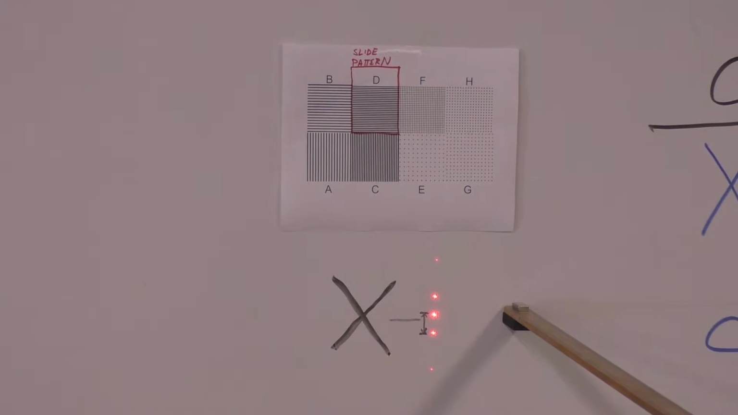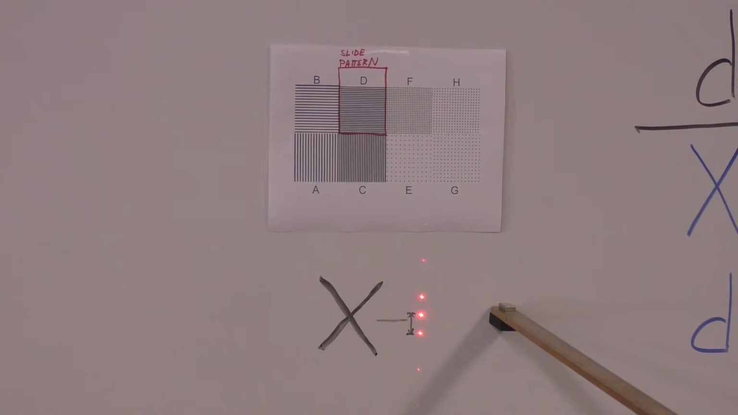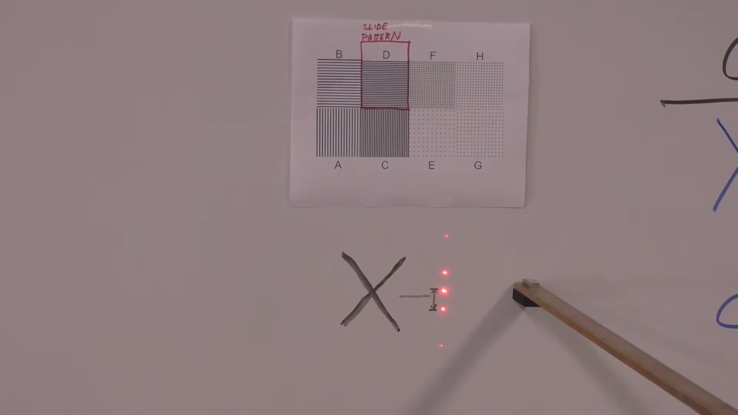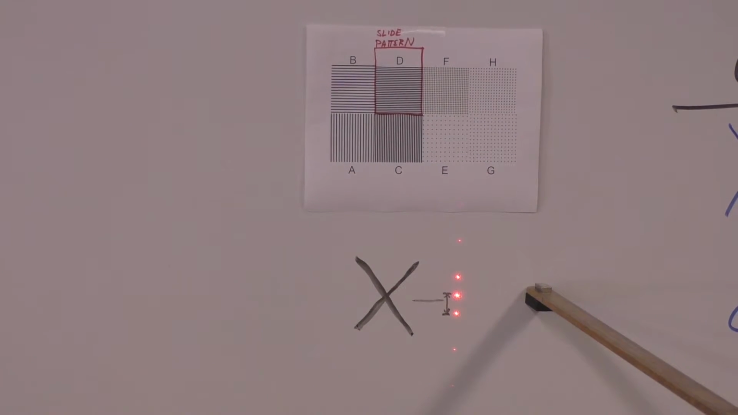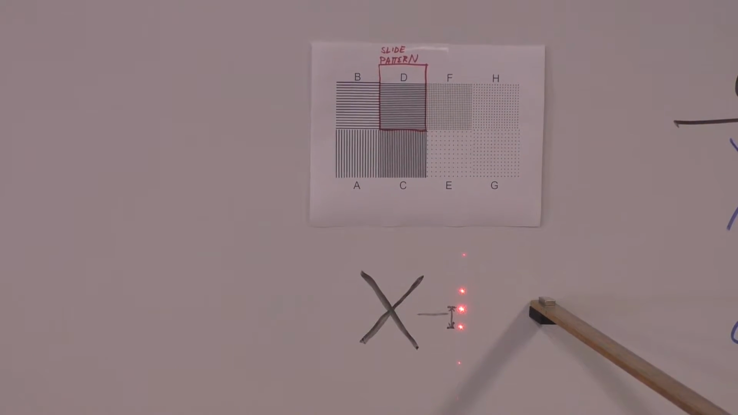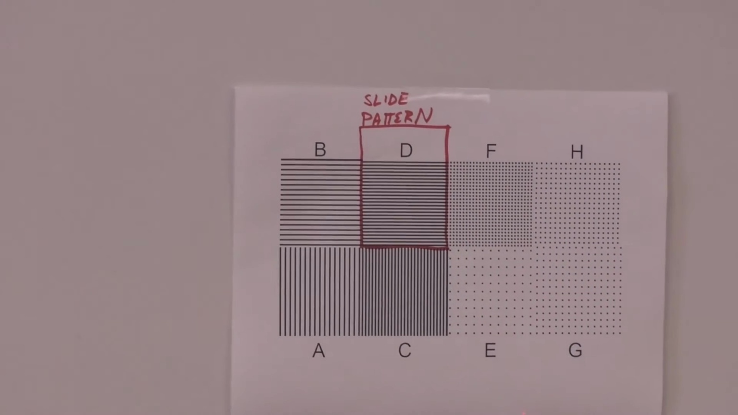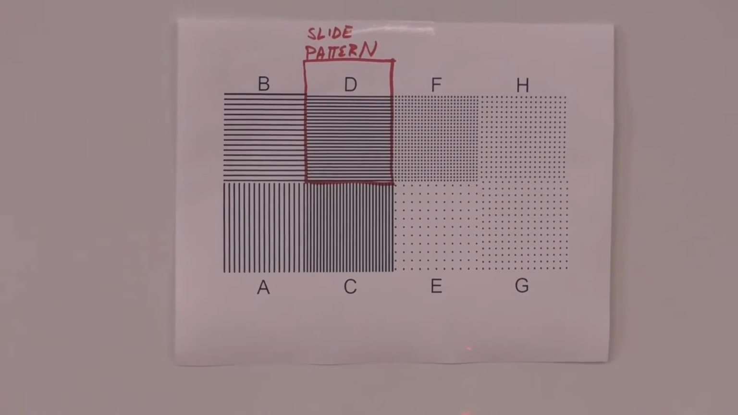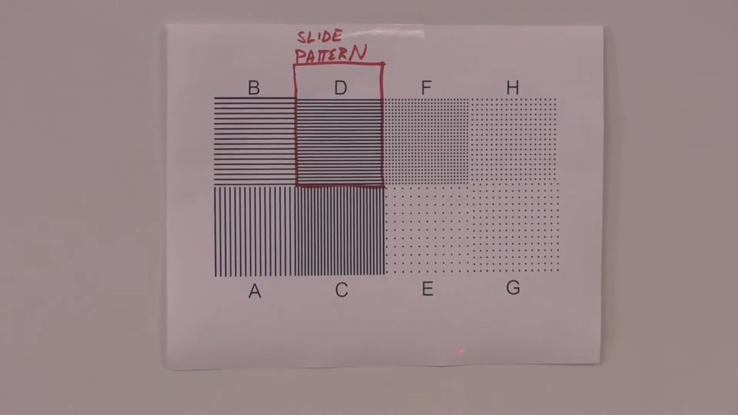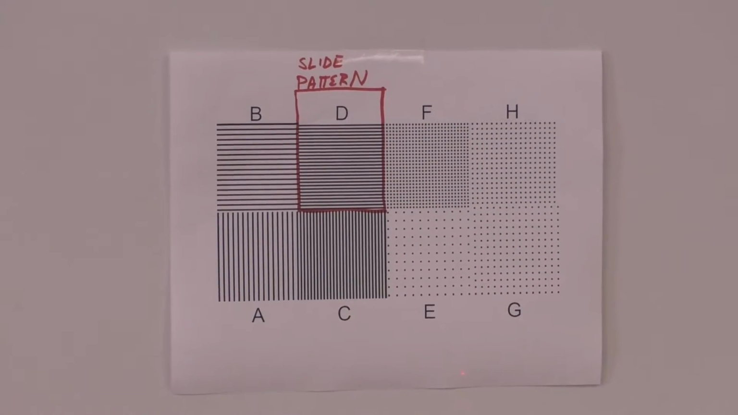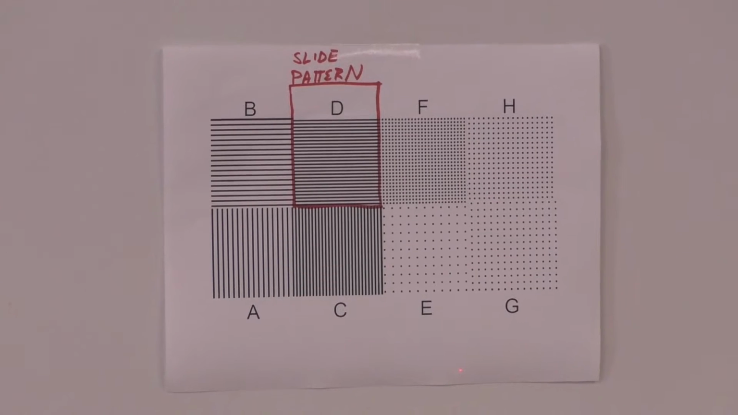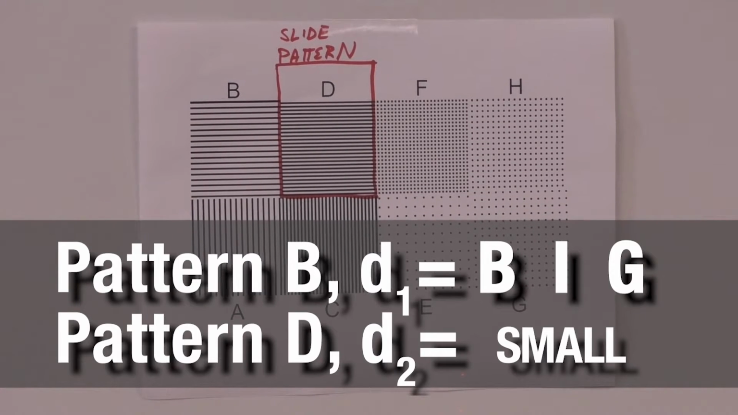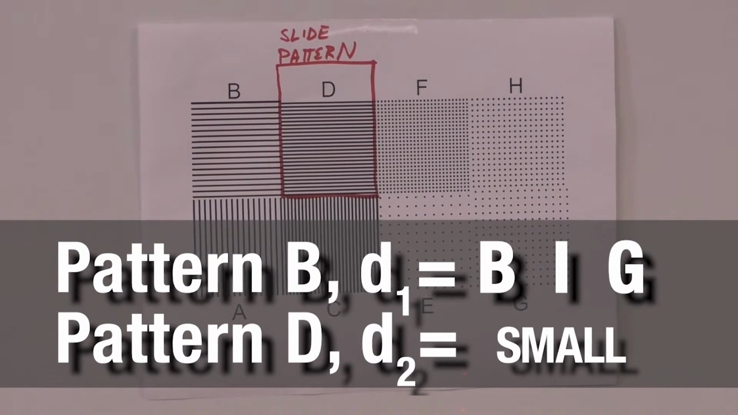In experiment 5, we're going to be looking at the relationship between little d, the line spacing on the slide, and X, the diffraction pattern spacing, which we've been measuring. So in this particular experiment, we're going to compare what we did in the first experiment, where we shine the light through pattern capital B. And this time, we're going to decrease the line spacing on the slide by shining the laser through pattern capital D on the slide. As you can see in this image of what the slide looks like, the lines are more closely spaced.